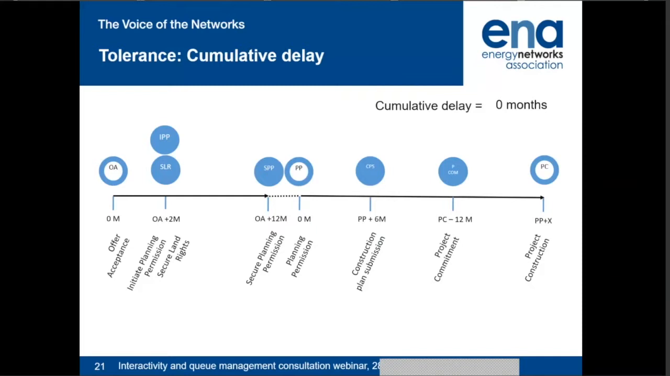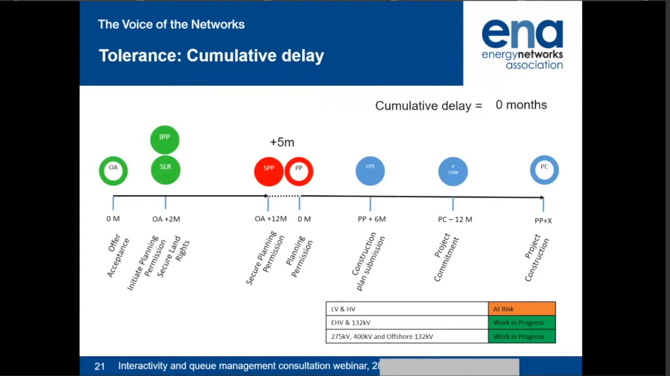If you look at this, again, assuming that this is a non-EIA project that's accepted its connection offer, and 2 months after that, it has met its first 2 milestones. It's able to demonstrate it has initiated planning and has secured land rights. However, when it comes time to secure planning, it hits a delay, and we're saying here the delay is 5 months. Now here, we see that if that was an LV or HV project, it would have exceeded its tolerance and be classified as being at risk of queue management. The network company could adjust its place in the queue, but for the others, it's still classified as a work in progress and allowed to continue.